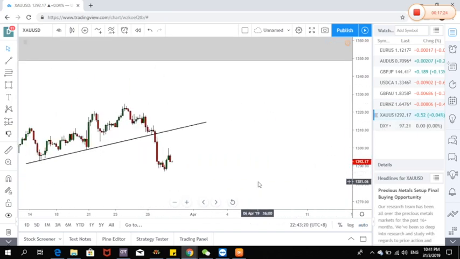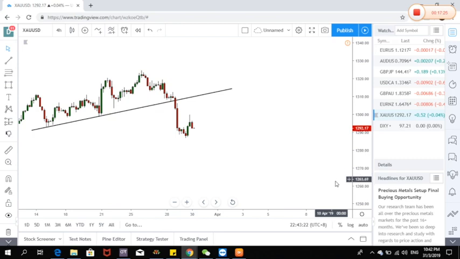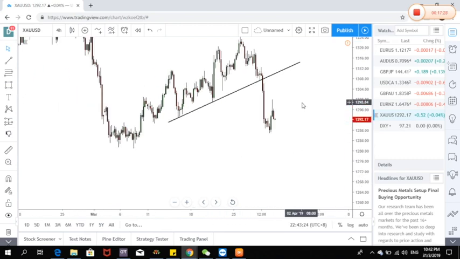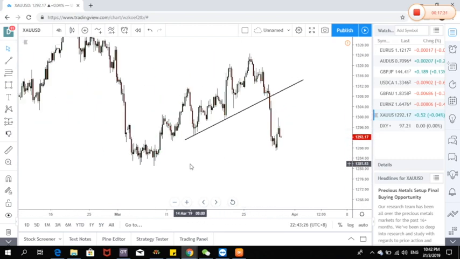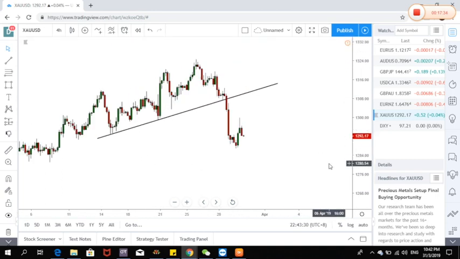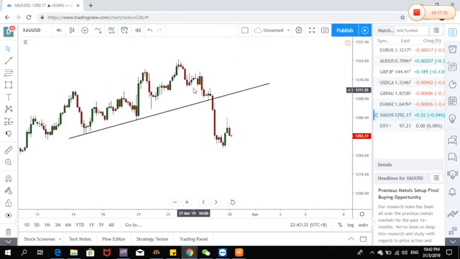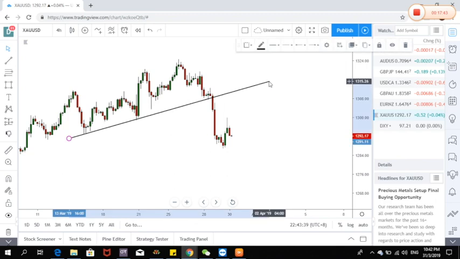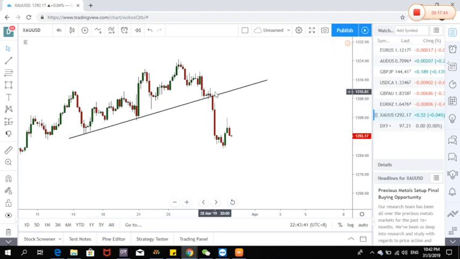Okay, so let's jump over to gold. We can see that price managed to break this 4-hourly uptrend line so easily and did not even have a retest.